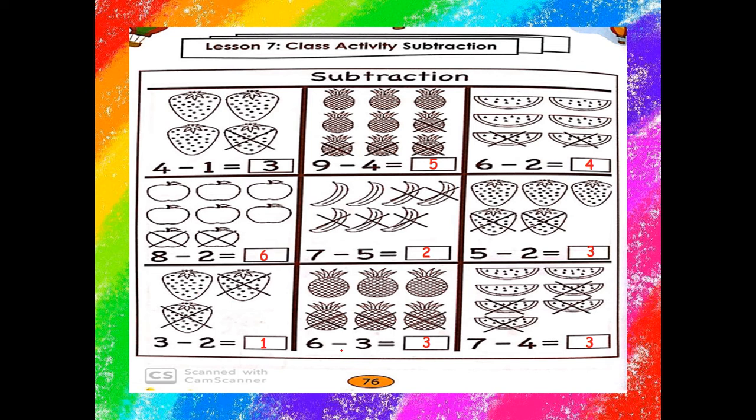We have 6 minus 3 equals 3. You have 3 pineapples left here. And 7 minus 4 equals 3. So 3 watermelons left. Okay, so let's proceed.